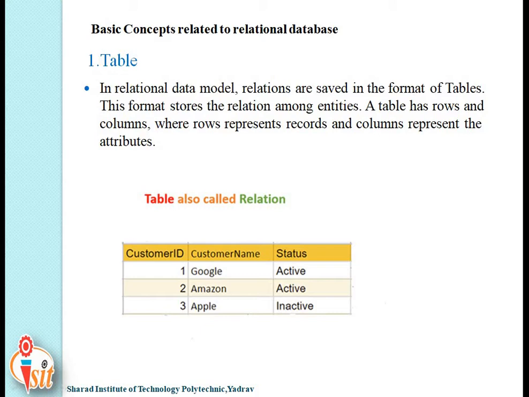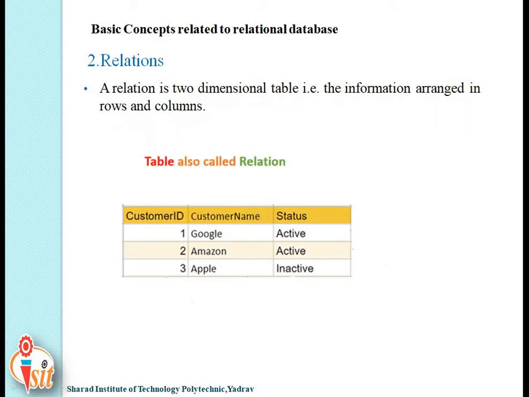Here you can see the example of a table in which there are various rows and various columns which contain different data entries and their related values. Now the second one is relations.